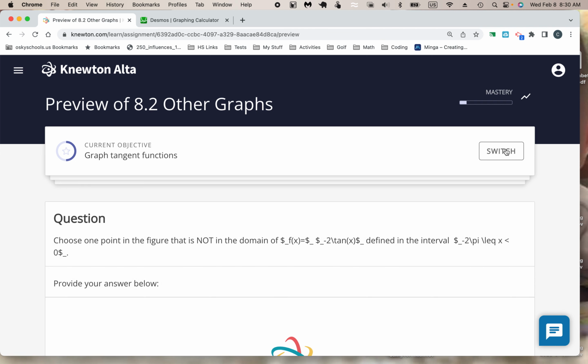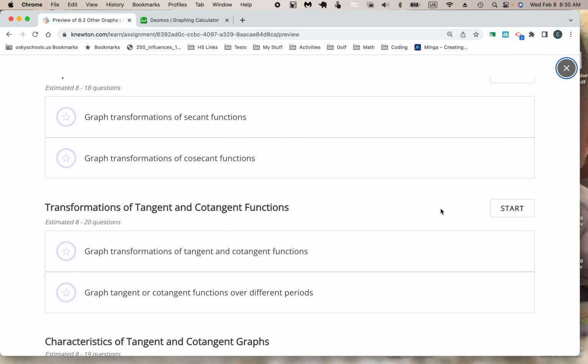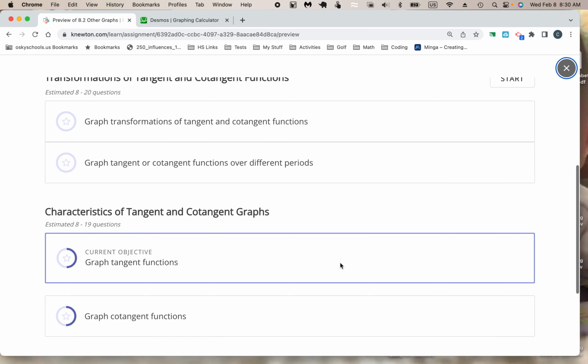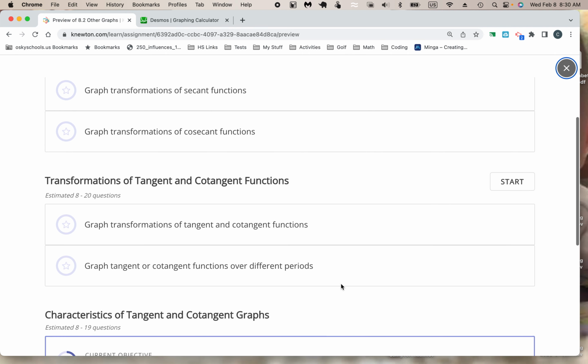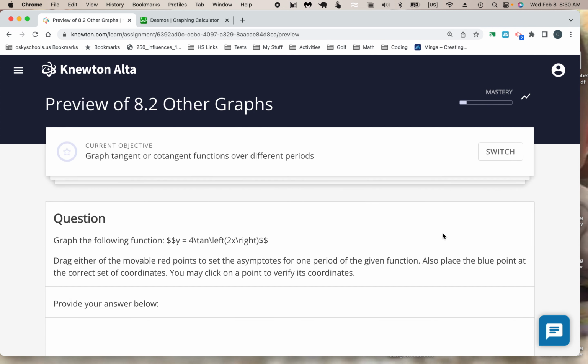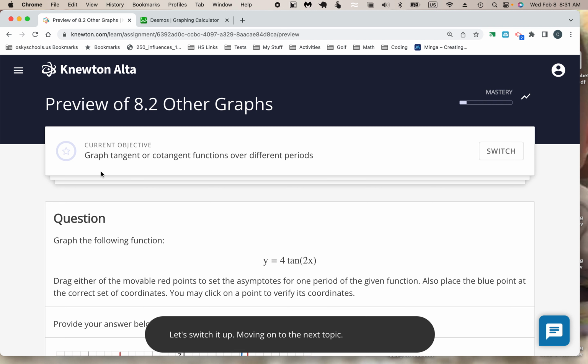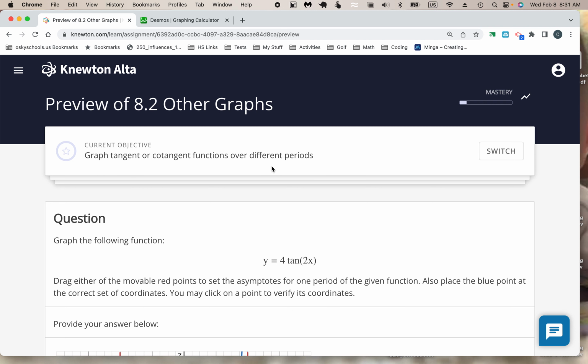Now we're going to switch to some different objectives. So we've covered these two. Let's go ahead and go to maybe graph transformations. So we'll start here. So we're going to graph tangent or cotangent functions over different periods.